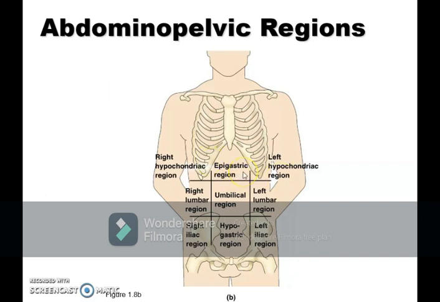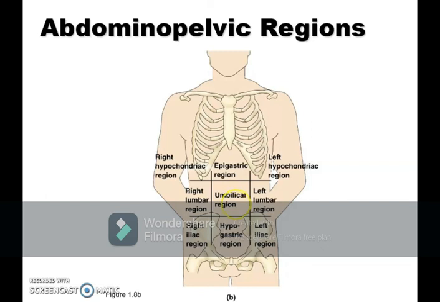Next, we have the lumbar regions, the right lumbar and the left lumbar. These are the two middle right and left regions near the waist. Next is the umbilical region, the region of the navel, or umbilicus.